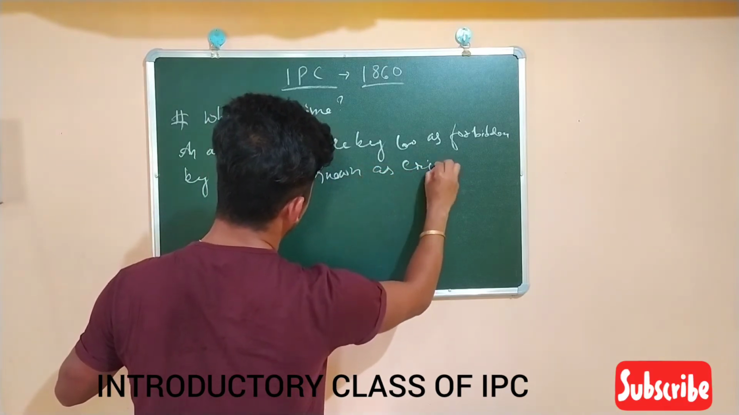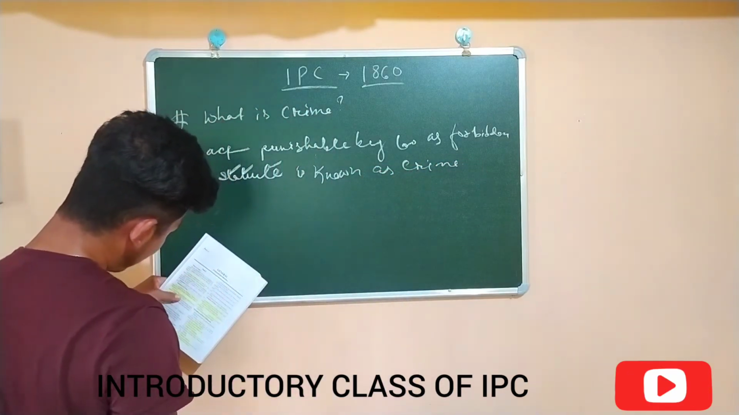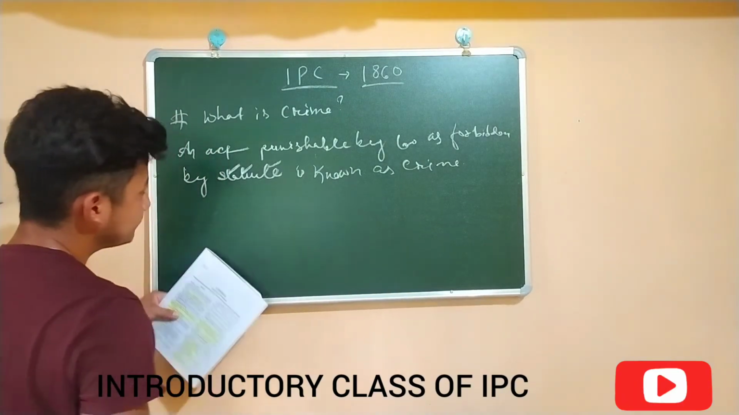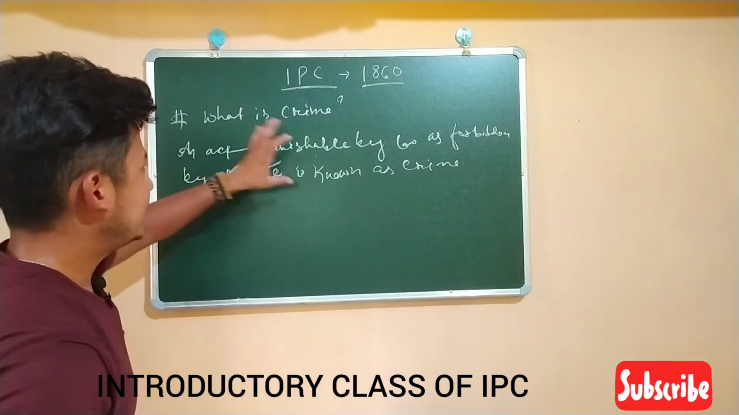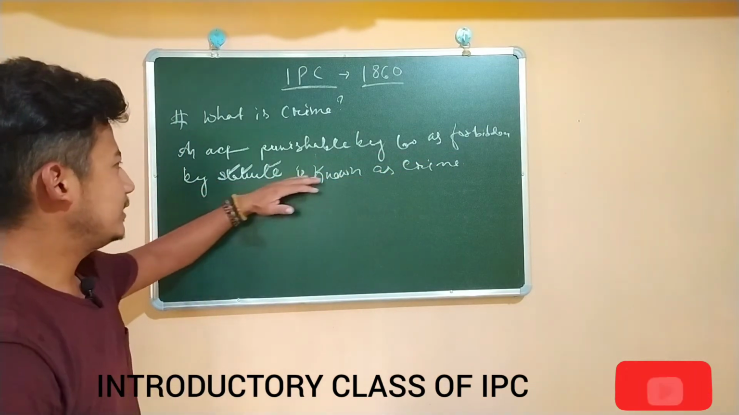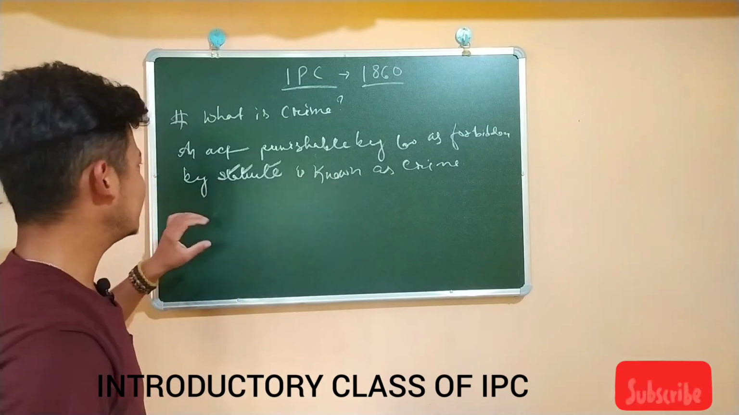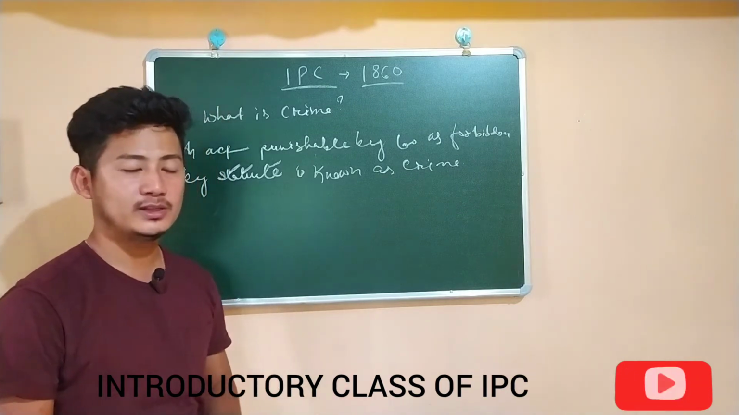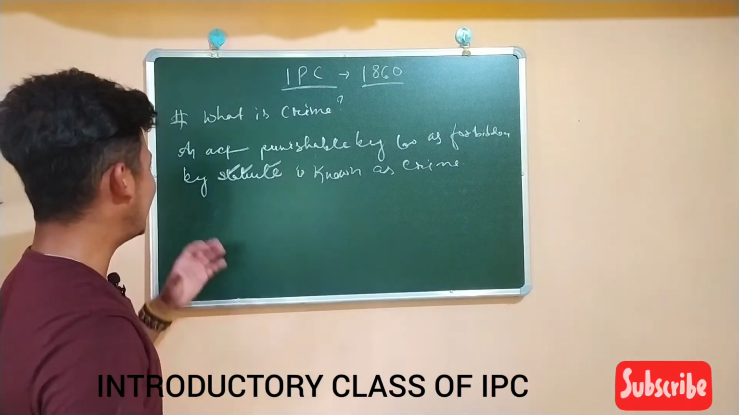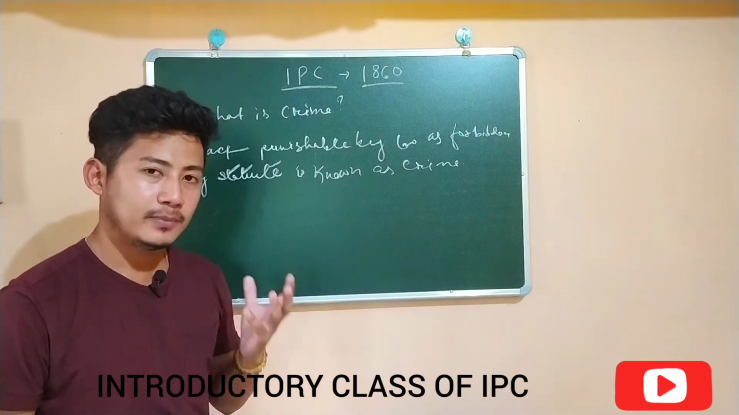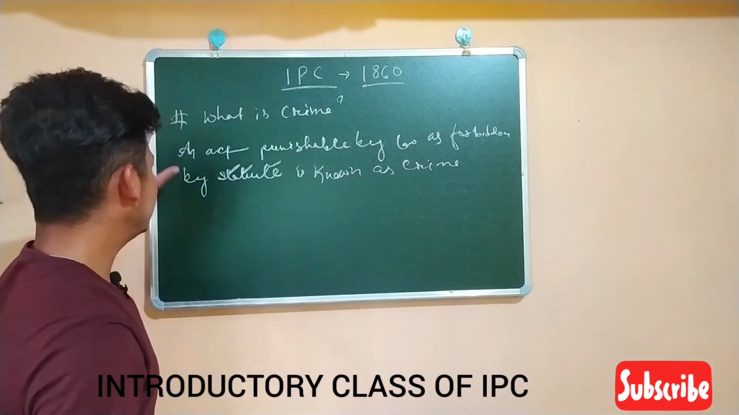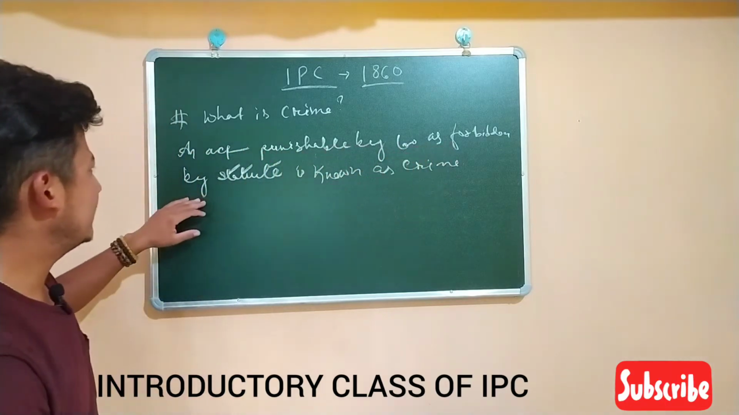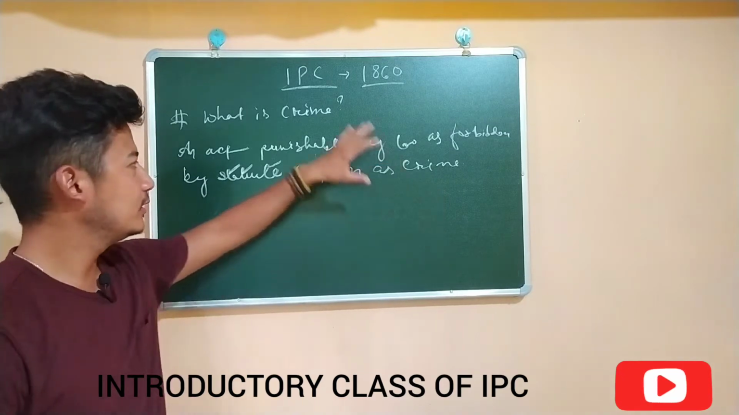Okay, and the act which is a crime changes from person to person and nation to nation. An act punishable by law as forbidden by statute is known as crime. As I told you at the very beginning of the video, crime is an act which is made punishable by a law. An act which is punishable by the law, that is a crime. It is the same thing here: an act punishable by law as forbidden by statute is known as crime. I hope it is clear to you now.